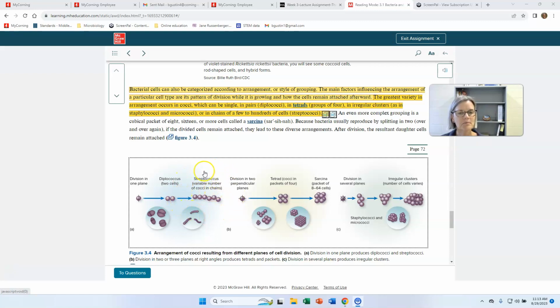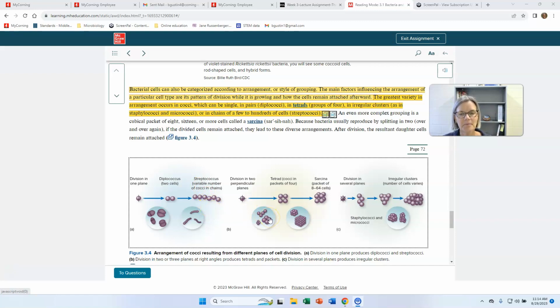Some bacteria will end up in round cells in chains, and so we call them streptococcus or streptococci. Coccus is singular, cocci are plural. So streptococcus means round cells in chains. So if somebody has strep throat, it got the name from the arrangement of the bacteria, from streptococcus. In fact, for strep throat, streptococcus is the genus name.